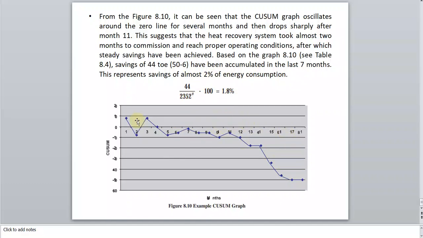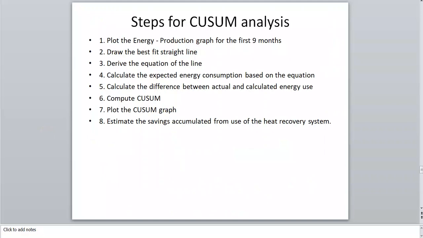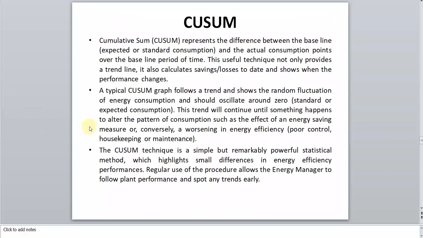Okay, this is nothing but the advantage of CUSUM graph. Here we can see the trends of energy flow, and then here we can see what are the different energy conservation opportunities and what are the different energy efficiency technologies that are implemented. Okay, so I think we are done with the CUSUM and the chapter number 4. So anyone, if you have a doubt, they can ask.